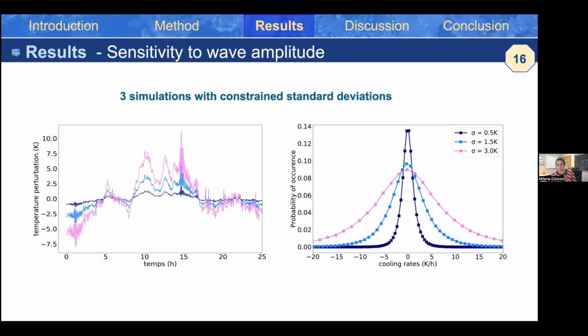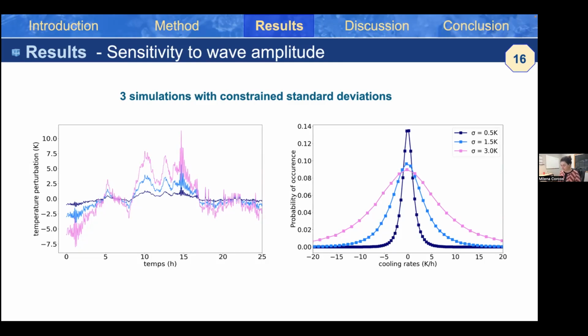One last result I wanted to describe was the sensitivity of our results to the amplitude of the waves. In our observed time series of temperature fluctuations, the standard deviation was around 1.5 Kelvin. But as I said, we were taking different samples for each air parcel. The standard deviation was varying a tiny bit between the samples. So we decided to look at the sensitivity to this parameter and to the amplitude of the waves.